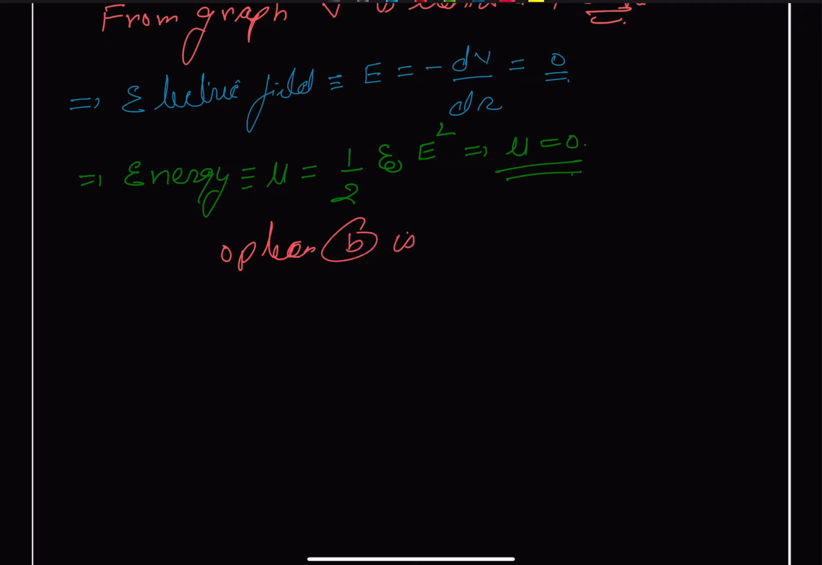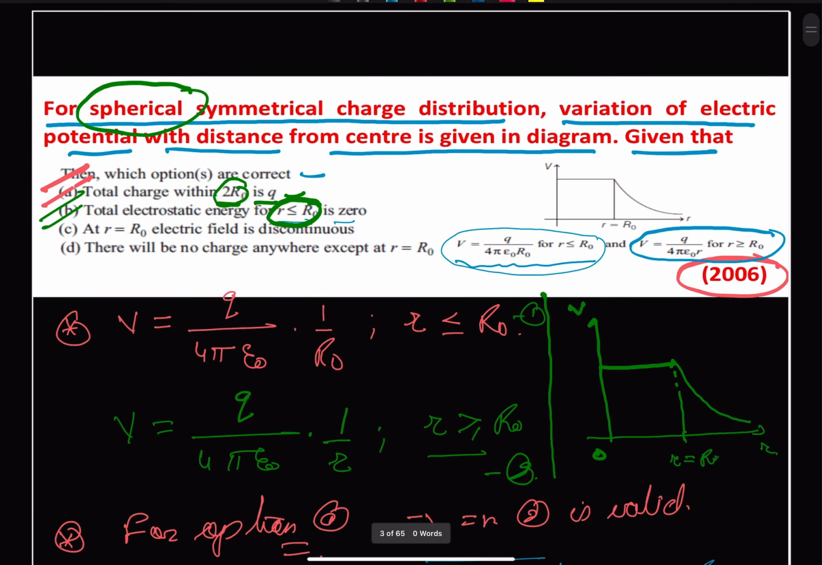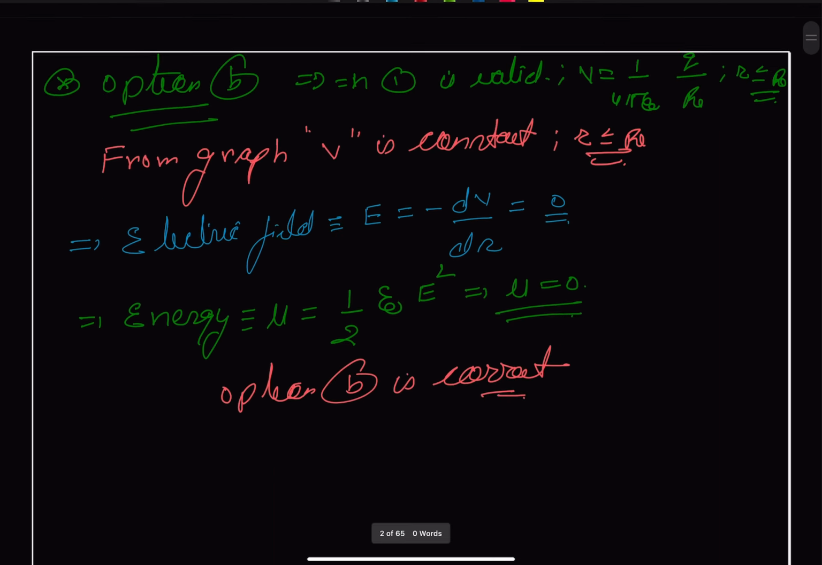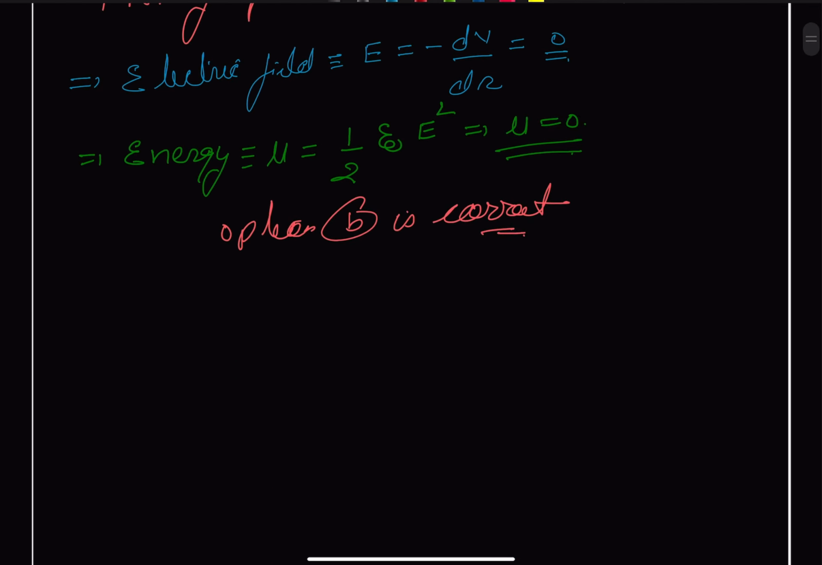Option B is correct. Now it comes to at r is equal to r naught, electric field is discontinuous. Okay. So option C.